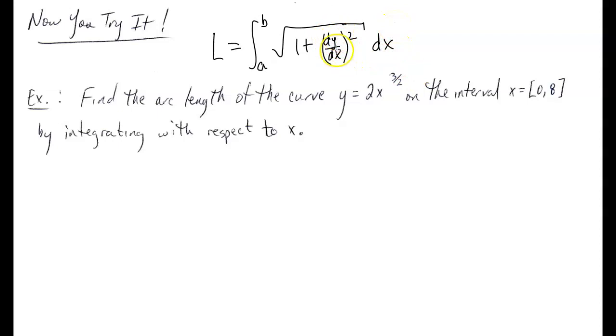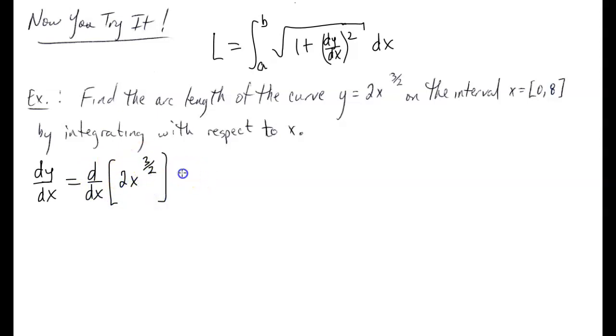Now, make sure that whenever you take the derivative, you don't try to take the second derivative. That's not the same thing. You need to take the derivative, and whatever that is, you square that. So first thing we need to work on is figuring out what the actual derivative of y with respect to x is.